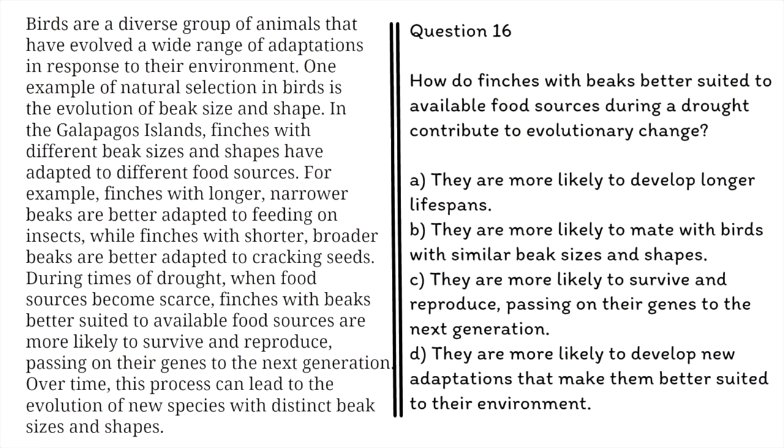Question 16. How do finches with beaks better suited to available food sources during a drought contribute to evolutionary change? A. They are more likely to develop longer lifespans. B. They are more likely to mate with birds with similar beak sizes and shapes. C. They are more likely to survive and reproduce, passing on their genes to the next generation. D. They are more likely to develop new adaptations that make them better suited to their environment.